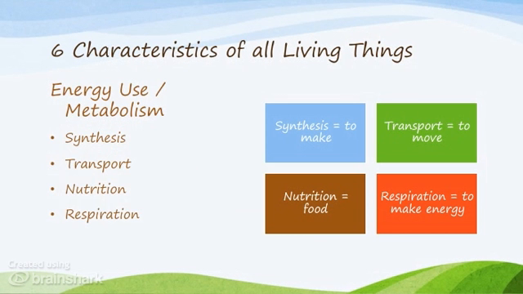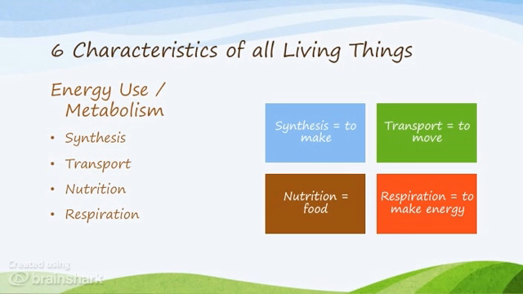Next, we're going to be looking at the 6 characteristics that all living things share. You will notice on your graphic organizer that there is a chart titled 6 Characteristics of All Living Organisms. In the first row of that chart, you should write energy use / metabolism. This is the first characteristic that every living thing does.